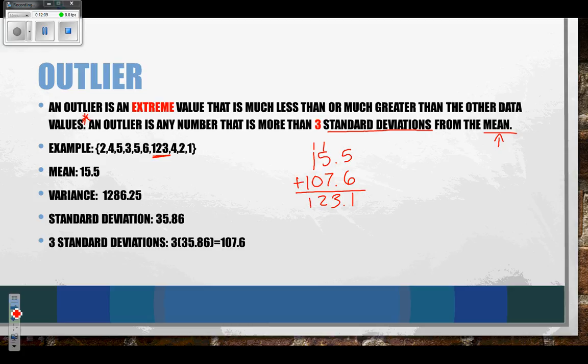Because 123 is less than 123.1, I know that 123 is not an outlier, because it's less than 3 standard deviations from the mean. It's close, but it's still less than 123.1.